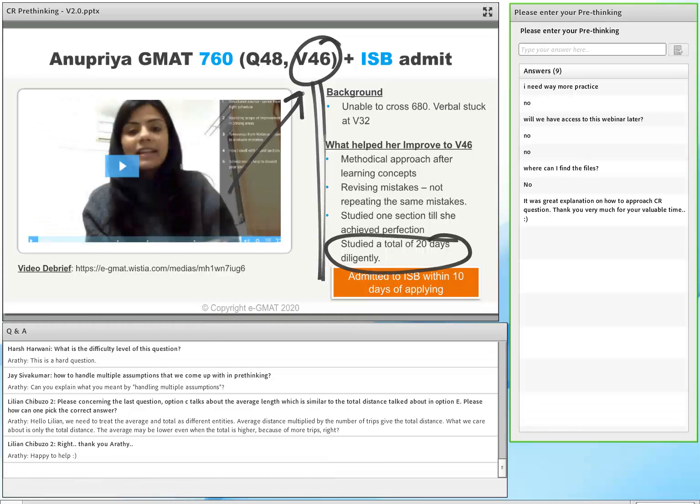So you say, how long does it take over there? It takes a few days to get there. Now she already started at a V32, which means she had a foundation. Okay, but it is about focus. It is about doing the same thing consistently that leads to improvement.